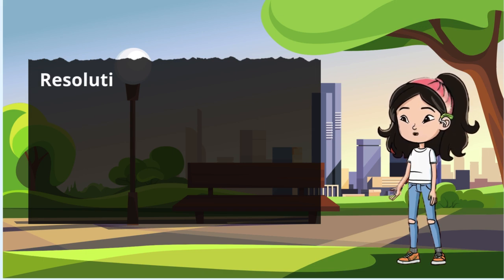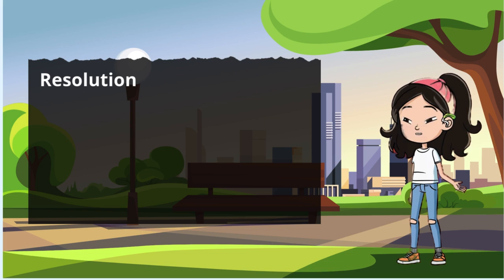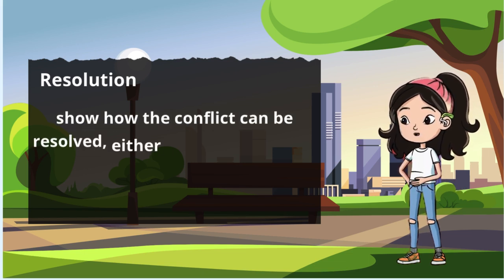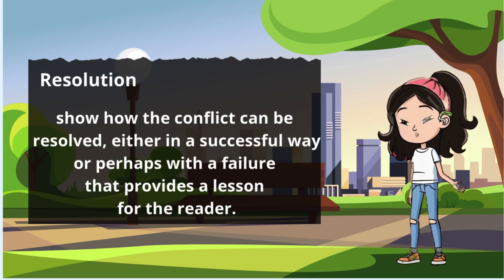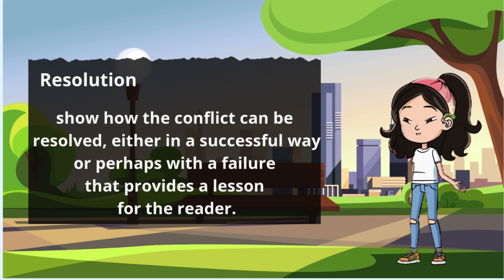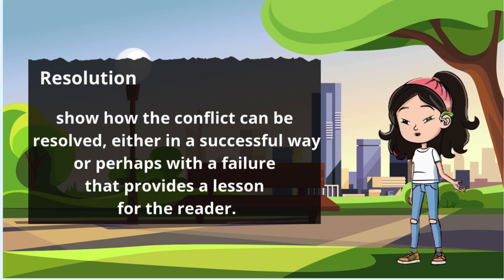3. Resolution. In this section, the problem faced by the main character begins to be resolved. The resolution shows how the conflict is resolved, either in a successful way or perhaps with a failure that provides a lesson for the reader.